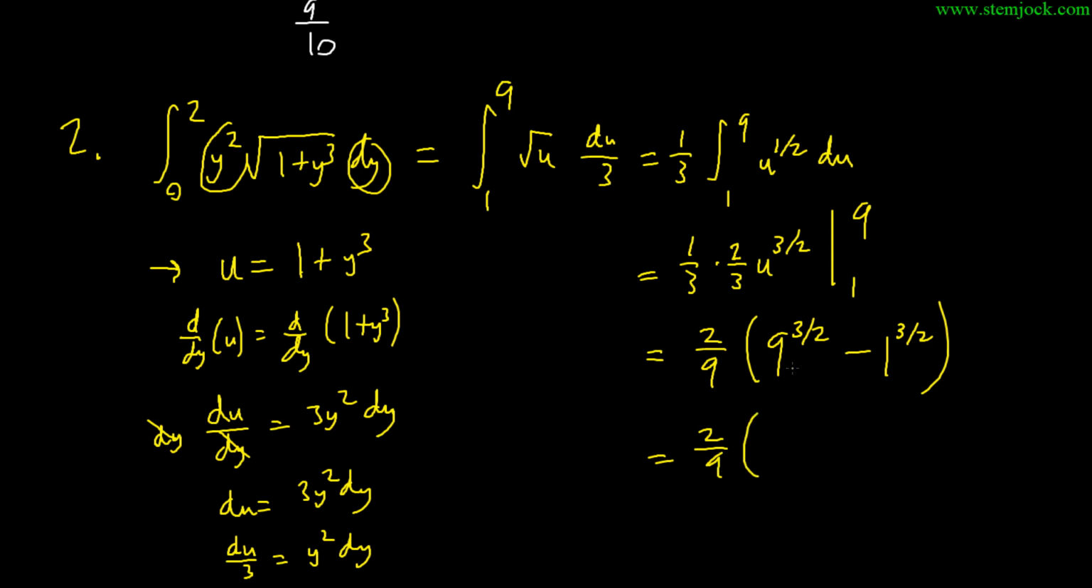Let's see, so the square root of 9 is 3. 3 raised to the power of 3 is 27. And now minus 1. So this is 2 over 9 times 26. This is equal to 52 over 9. And this will be our answer.